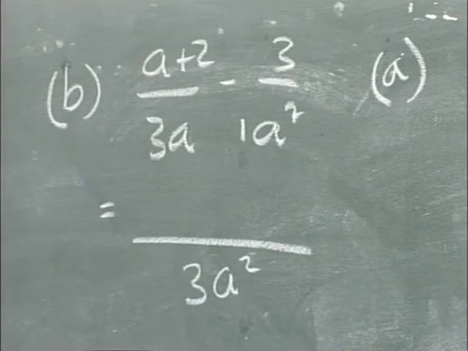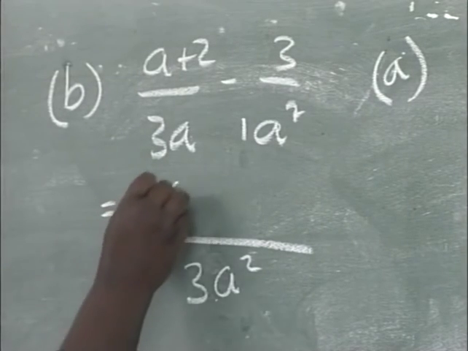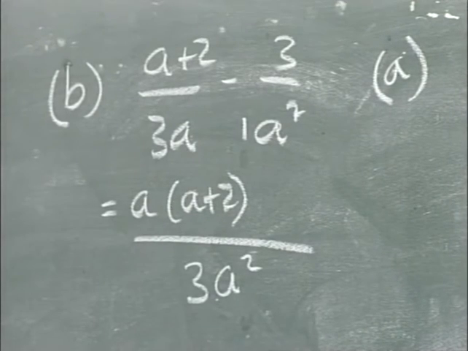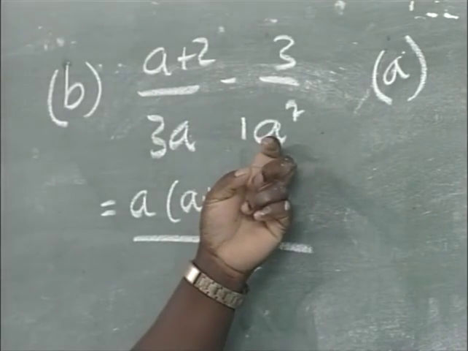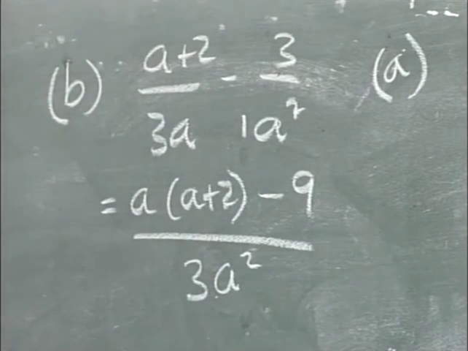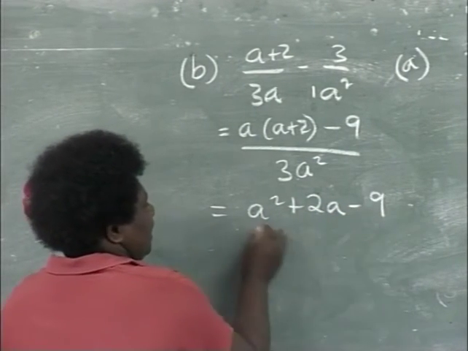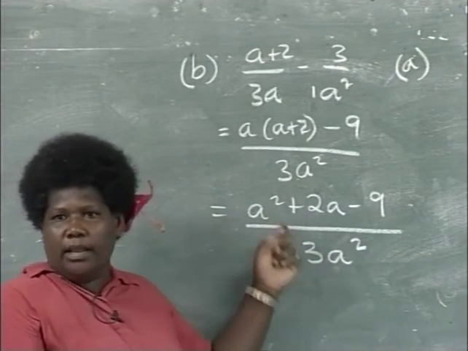So the lowest common multiple of 3a and a squared is 3a squared. So 3a squared divided by 3a leaves me with 1a. So I get that and I multiply by a plus 2. Then I divide again. 3a squared divided by 1a squared leaves me with 3. 3 times negative 3 will be negative 9. So a squared plus 2a minus 9 over 3a squared. Can I cancel a squared and 3a squared?